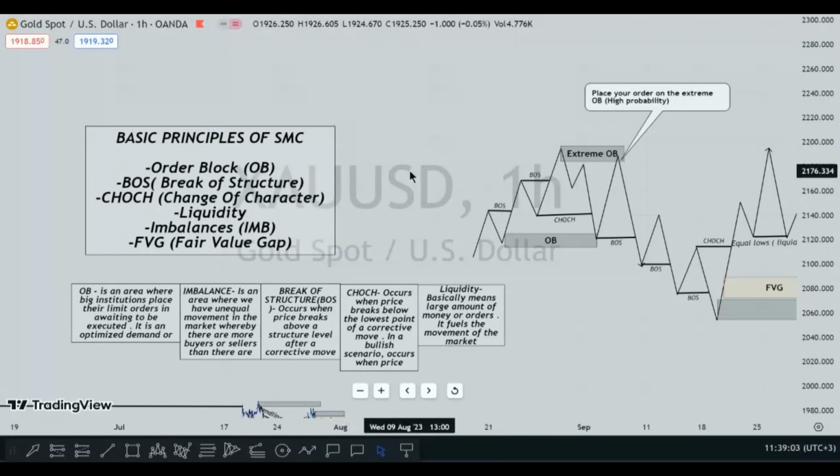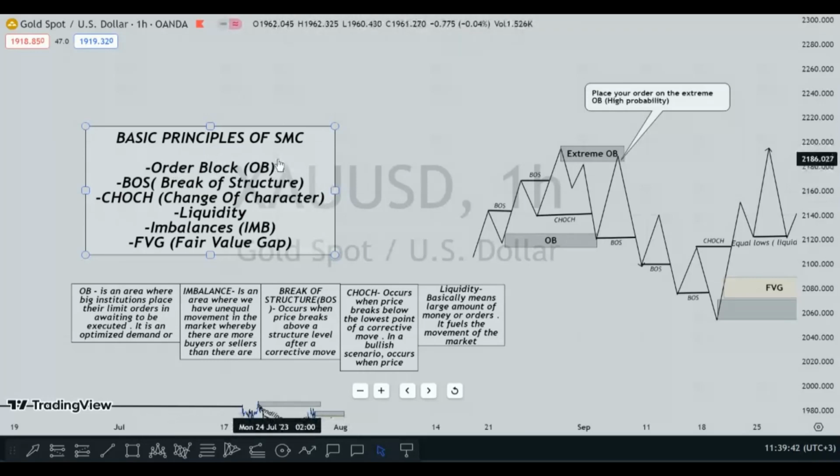Today we are going to learn about the basic principles of smart money concept. This is for beginners who want to learn the basics of smart money concept trading. So I will talk about a few things that you will come across in your trading journey if you want to be a smart money concept trader.